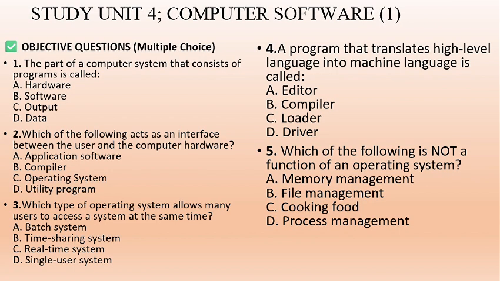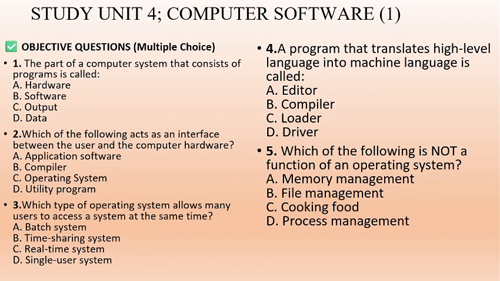Number 4. The program that translates high-level language into machine language is called what? Although we didn't talk about this, there's a program that translates high-level language into machine language. It's called a compiler. So a compiler is a program that translates high-level language into machine language. I'm still going to explain that later on in our class.